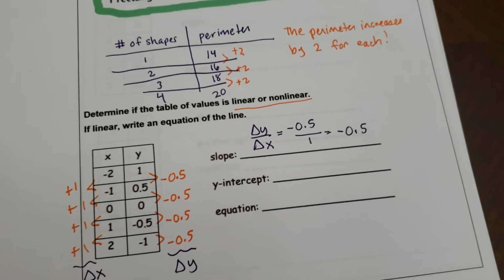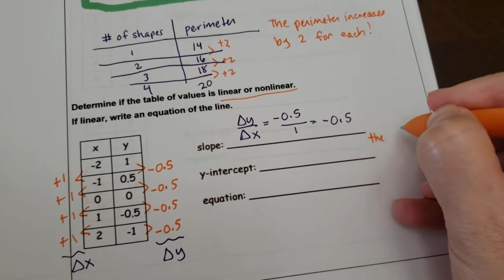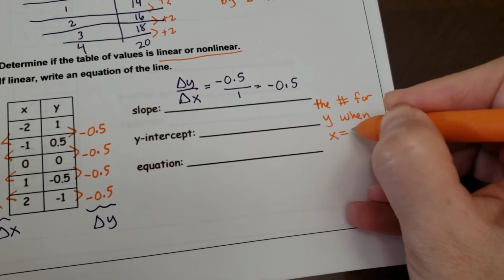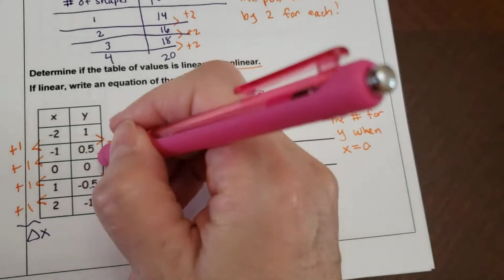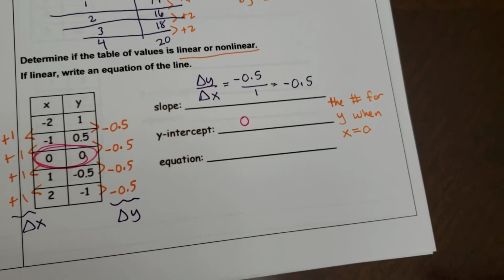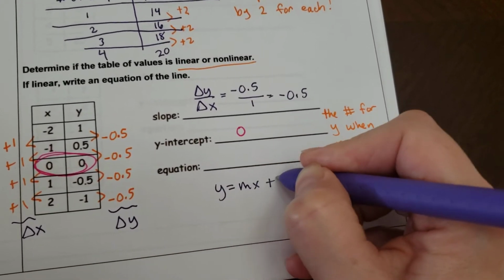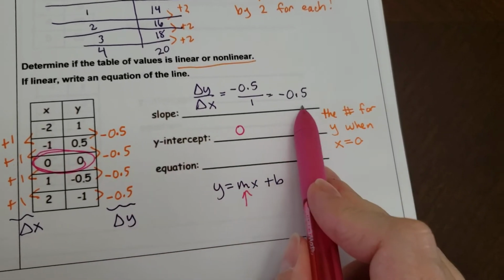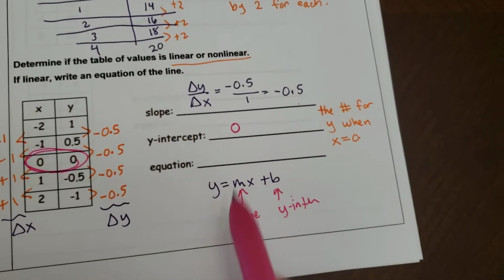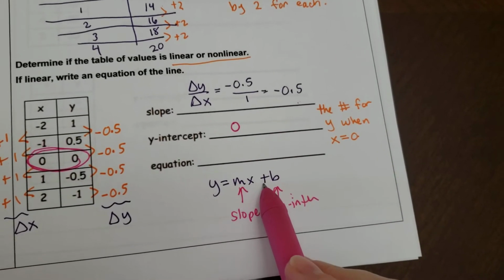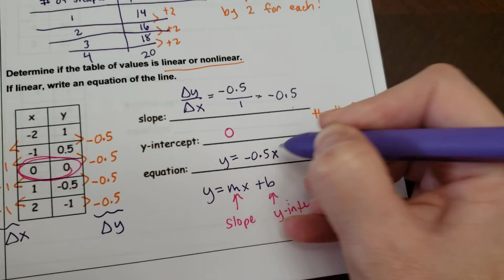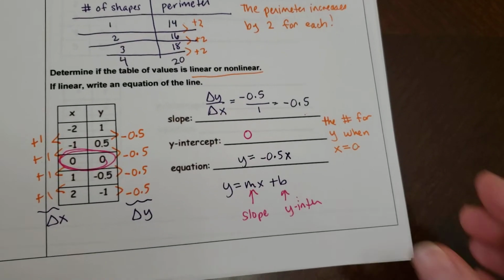The y-intercept is the number for y when x is 0. So if I look on my chart right here, when x is 0, y is 0. So my y-intercept will be 0. And then when you plug everything into your formula, the formula is y equals mx plus b. M is going to be your slope. So what we did up here, this number simplified, this is your slope. B is going to be your y-intercept. So our 0. So you're going to do y equals -0.5x plus 0, but we don't write the plus 0. So we're just going to write y equals -0.5x. And we don't put the plus 0. So that one's finished. Let's try another one.